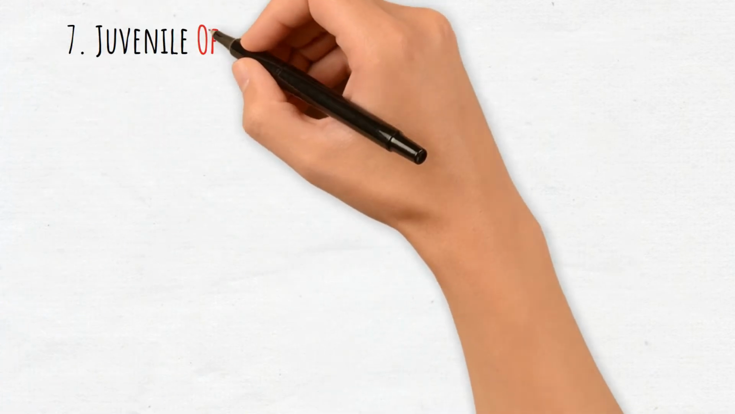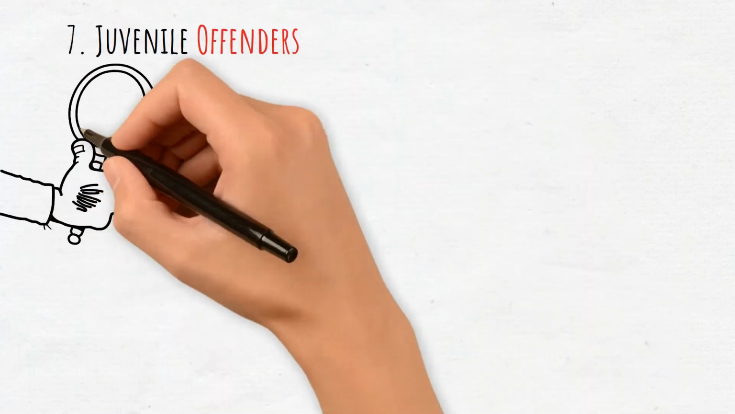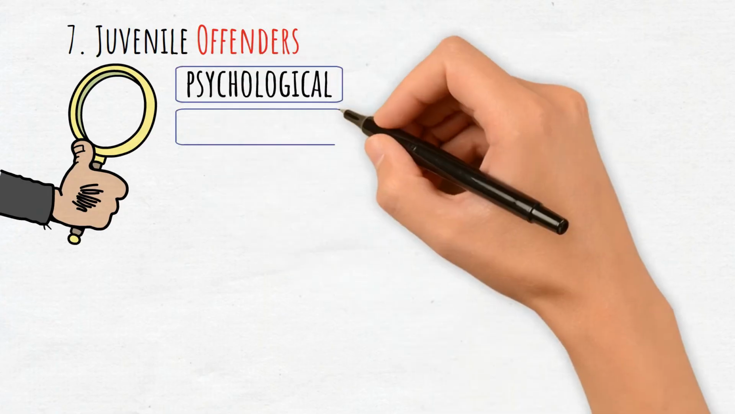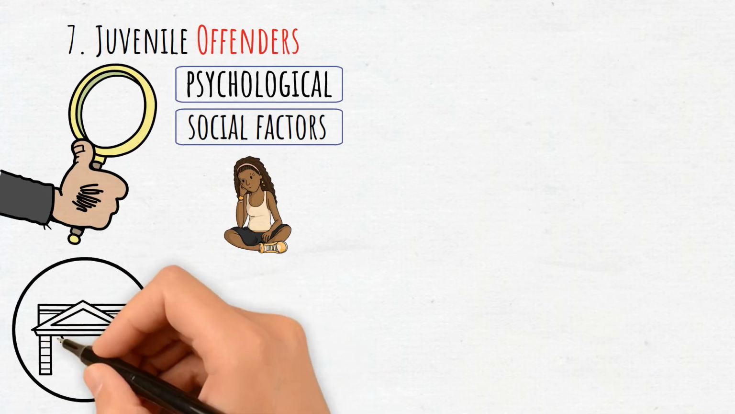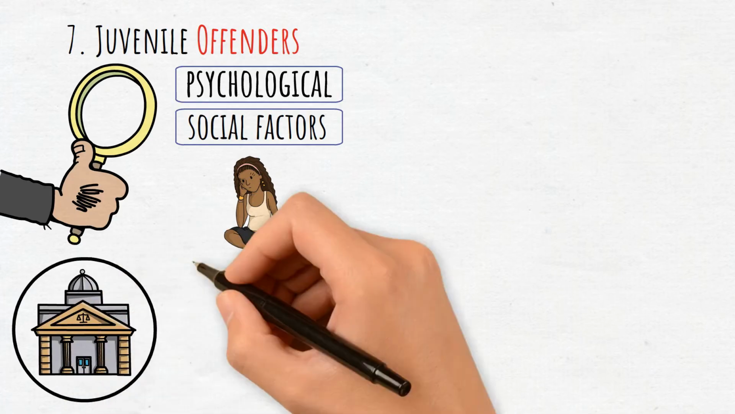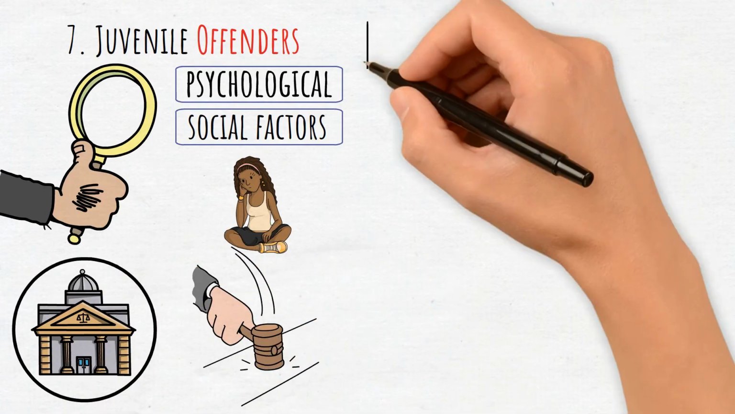7. Juvenile offenders. Forensic psychologists analyze the psychological and social factors that contribute to juvenile delinquency. They work with courts to develop rehabilitation plans rather than strictly punitive measures.